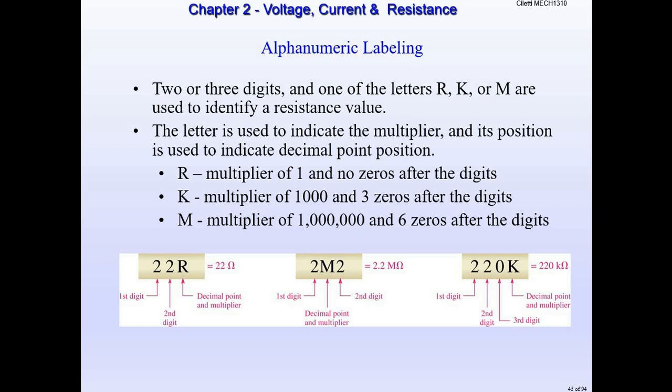All right, and then the last one, we have 220K. So we have 3 digits there, 220, and then K is the multiplier. It's times 1,000, so it's really 220,000. All right, that's really how you read these. You just need to know what R, M, and K are. The number of digits is however many are in front, and then the letter tells you if it's a multiplier of 1, 1,000, or 1,000,000, and it also indicates where the decimal point is.